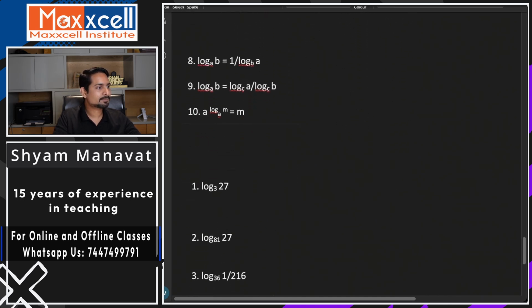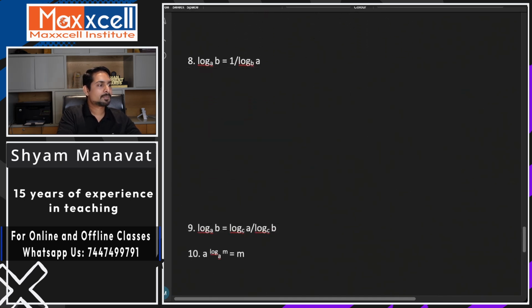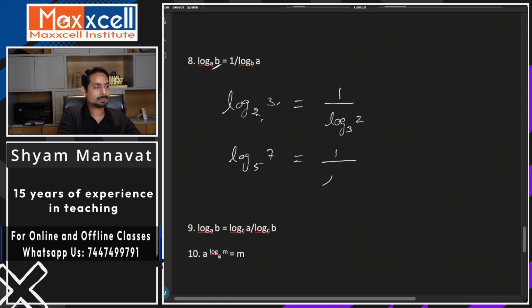Next, 8. If you interchange the base and the number with log, that means log 3 base 2 can be written as 1 upon log 2 base 3. If you want to interchange the value and base, that's how it works. It becomes 1 upon. Understood? One more example. Log of 7 base 5 can be written as 1 upon log of 5 base 7. Okay? Yes.